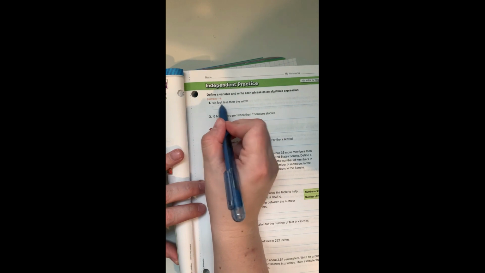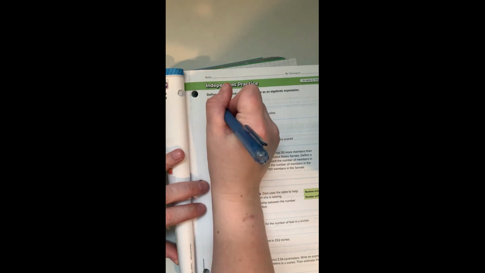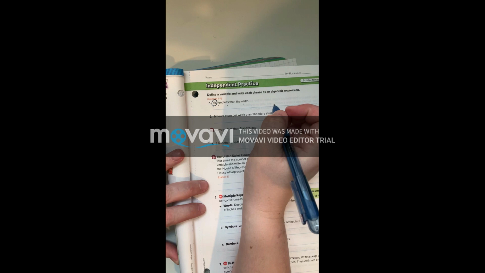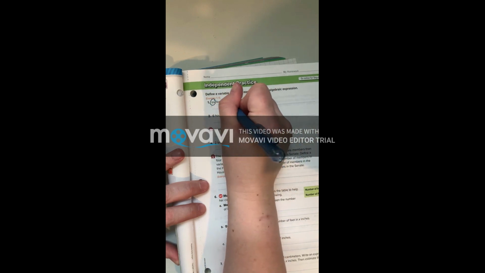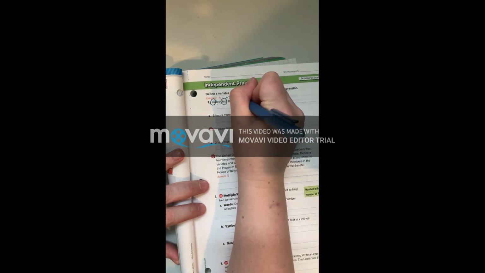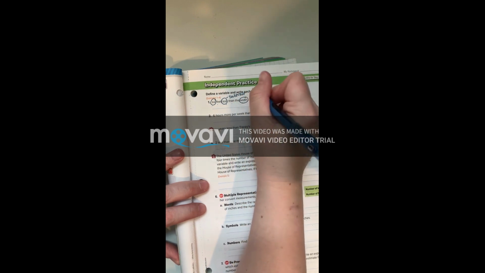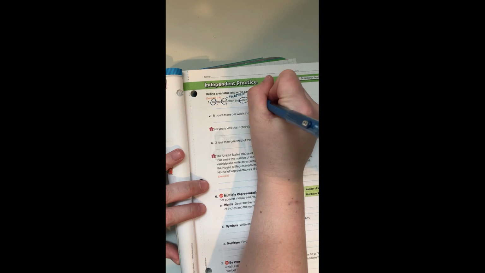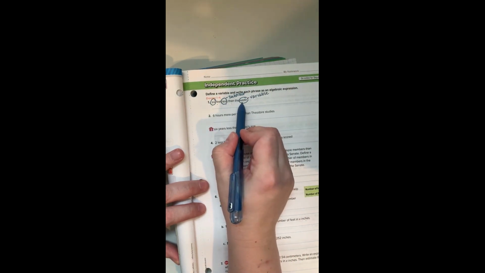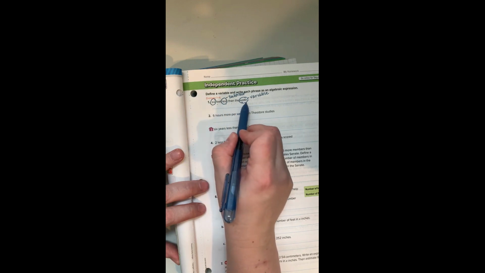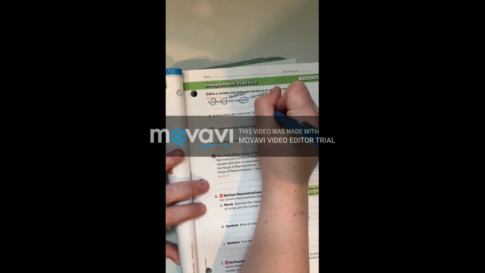Okay, 6 feet less than the width. We know 6 is a number we're going to use. Less tells me to subtract. And the width, they don't tell me the width, so that is my variable. But it's 6 less than the width. See how I'm saying that out loud? 6 less than the width. So the width has to come first. So I'm going to do W minus 6.